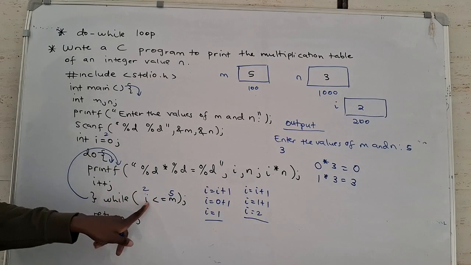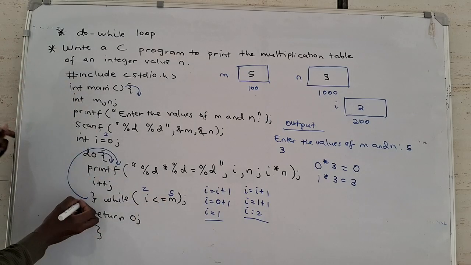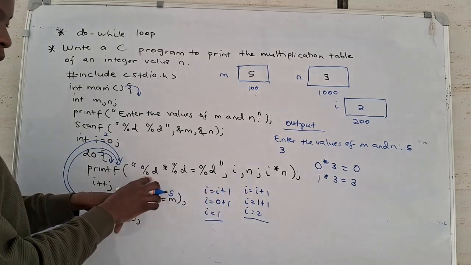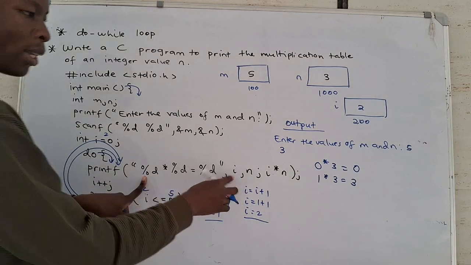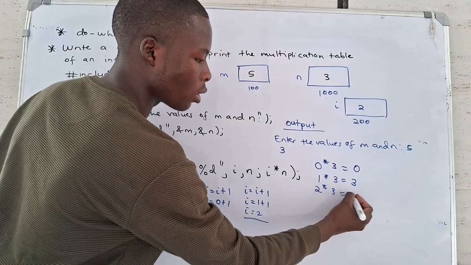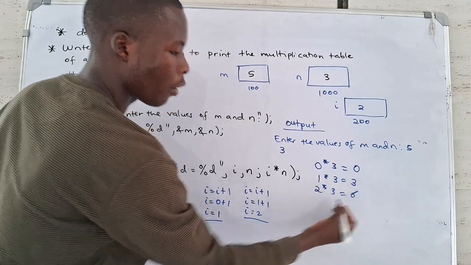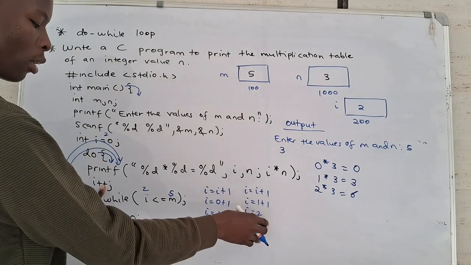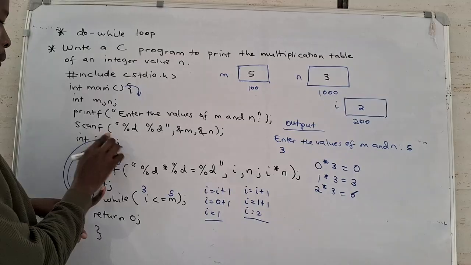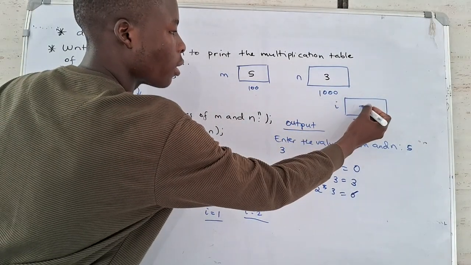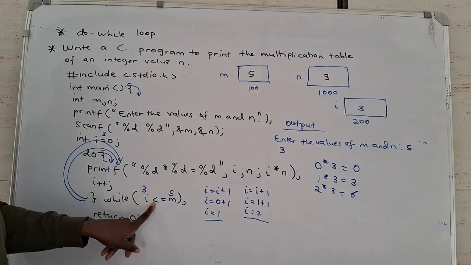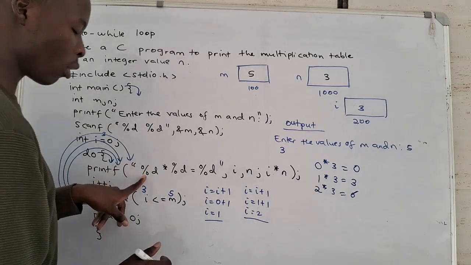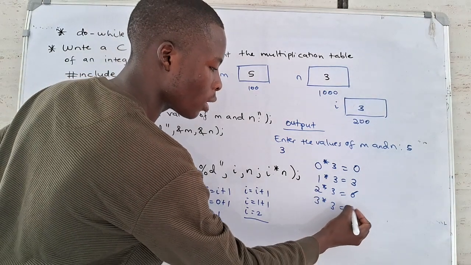Now it is going to check. 2 is less than or equal to 5. Yes, so it is going to enter again. Here it is going to print: the value stored in i, which is 2, into 3, which is equal to 6. Here the i value is incremented again from 2 to 3. Then the condition is checked. 3 is less than or equal to 5. Yes, this is true, so it is going to enter again. Here it is going to print 3 into 3, which is equal to 9.